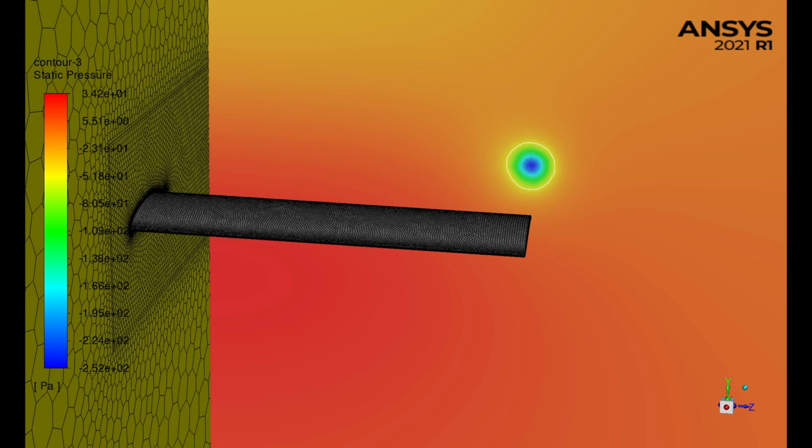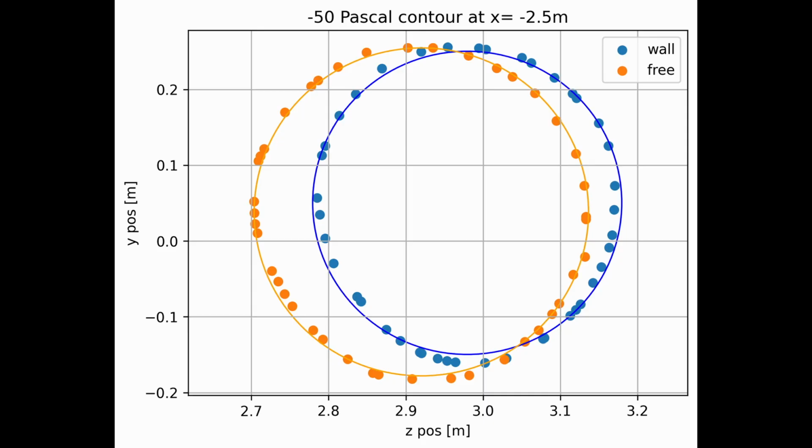I used this for estimating the strength of the vortice. What I did was create contour lines around a static pressure difference of minus 50 pascals for both cases, and then exported those cells to plot them. Here you can see the cell positions from the 50 Pascal ISO line for the wall case and the freestream case. First of all, I couldn't do that much with just the points, so I did some regression to find a circle for both of the cases.